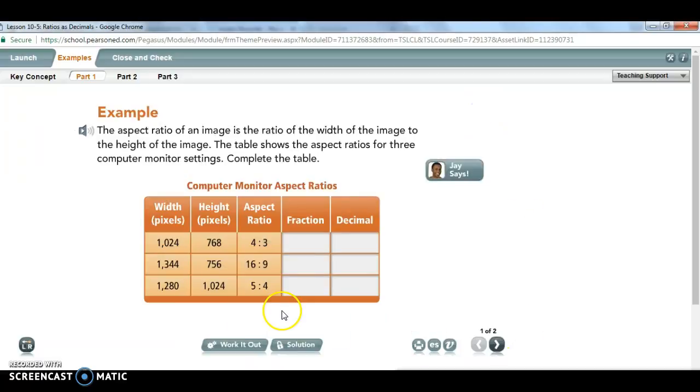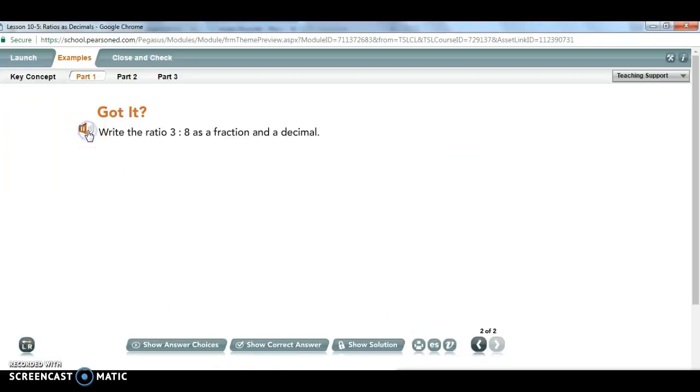Otherwise, I'm going to move on to the got it problem. Write the ratio 3 to 8 as a fraction and a decimal. The correct answer is D, 3 to 8. 3 goes on top, 8 goes on bottom. If you divide those, 3 divided by 8, you get 375 thousandths.